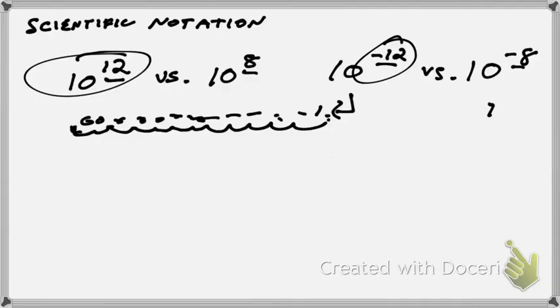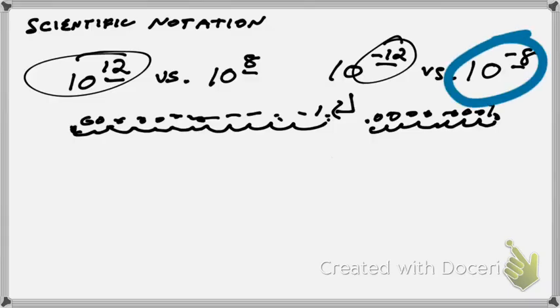And same here. If you had 1 and you had 10 to the negative 8, that means you would have to go 1, 2, 3, 4, 5, 6, 7, 8 places to get to that value. So what is that saying? Which value is greater: 0.000000000001 or 0.00000001? We know that this second value is greater.